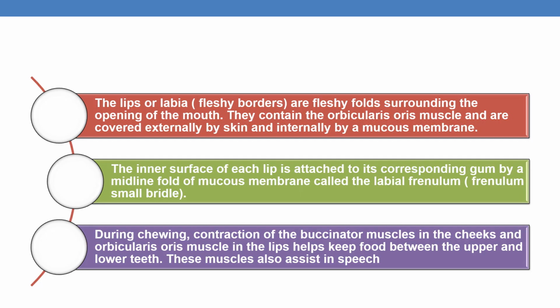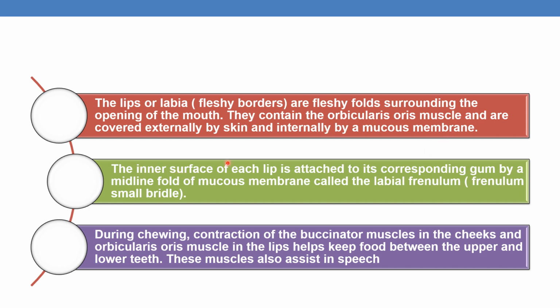Next, coming to lips. Lips or labia. The term related to lips is labial, which is nothing but fleshy borders. Lips are fleshy folds surrounding the opening of the mouth. They contain orbicularis oris muscle and are covered externally by skin and internally by mucous membrane.